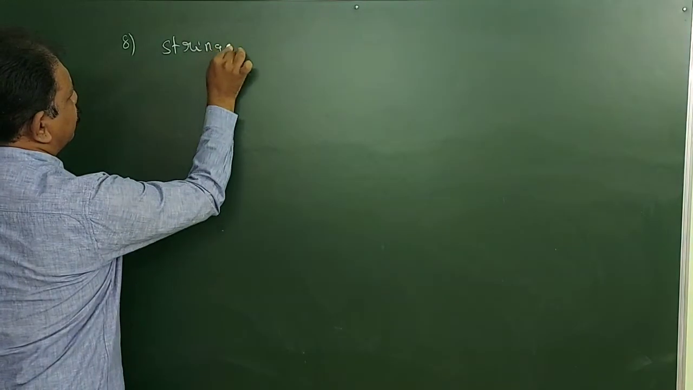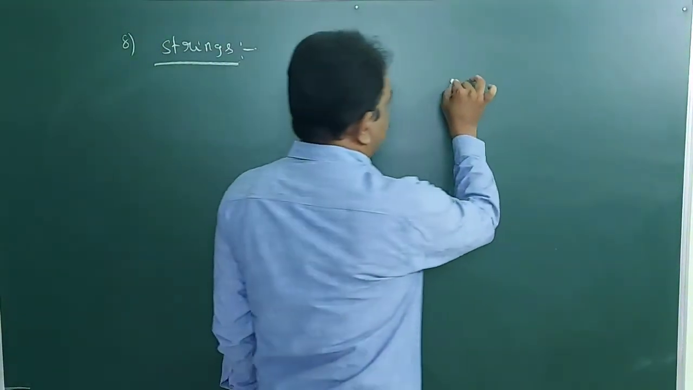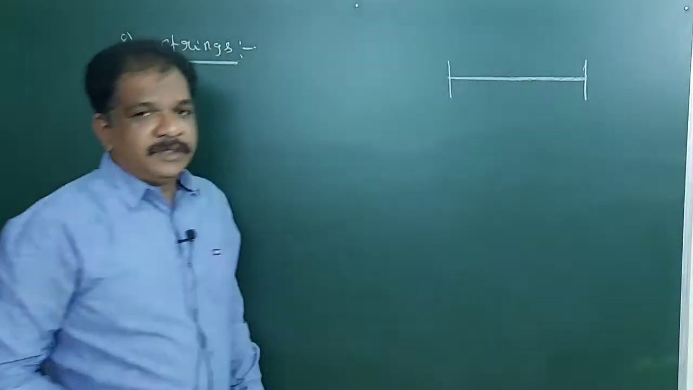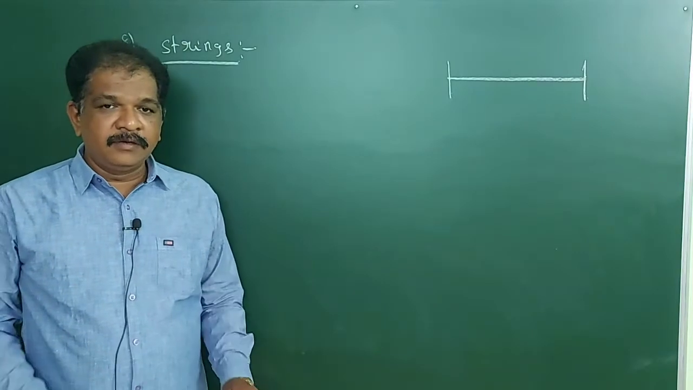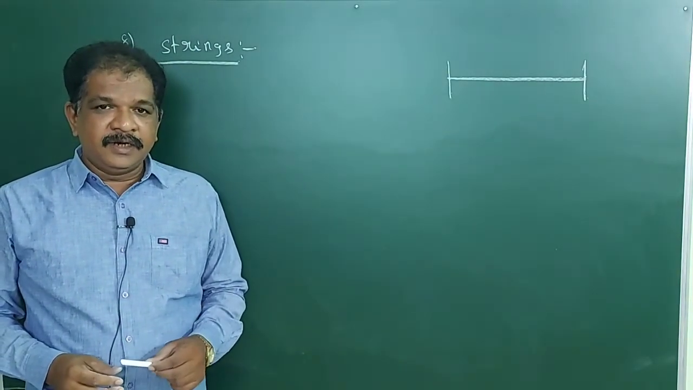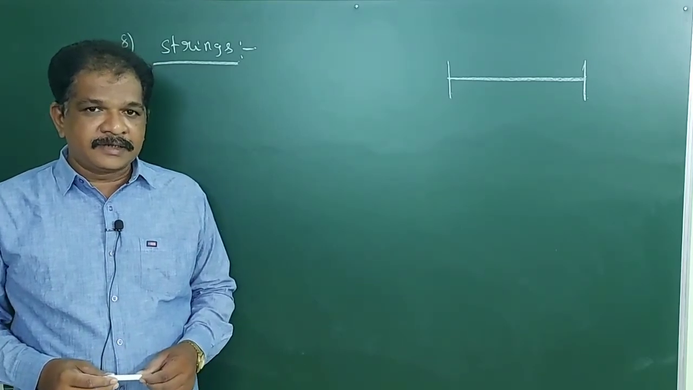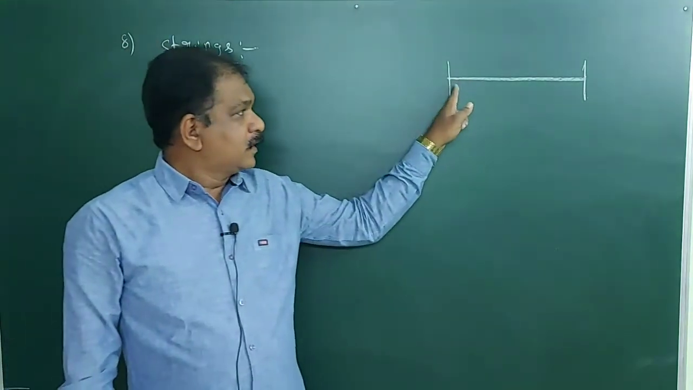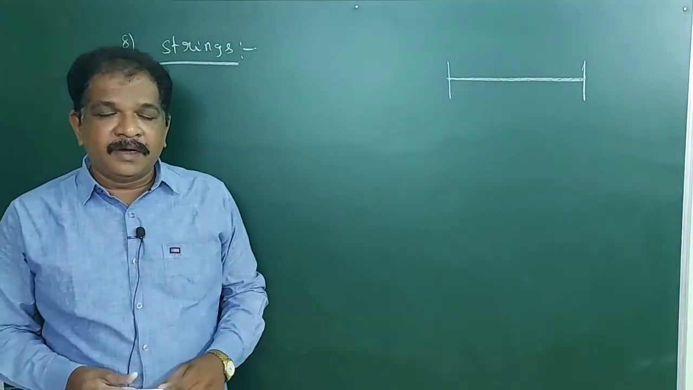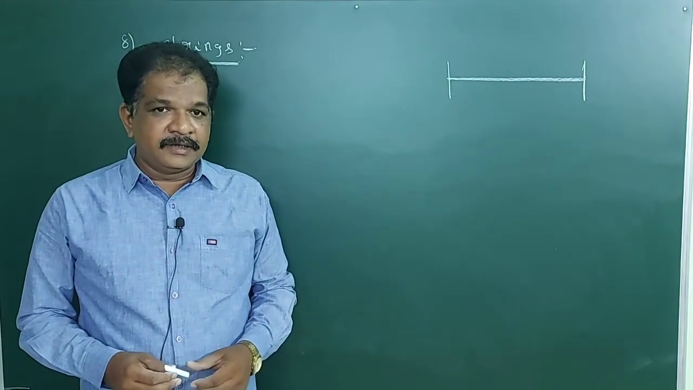Strings. Take a string, fix it between the two rigid supports. String means what? If its thickness is very less when compared to the length, then it will be called a string. Its length will be very large compared to its thickness. Then that object will be called a string.